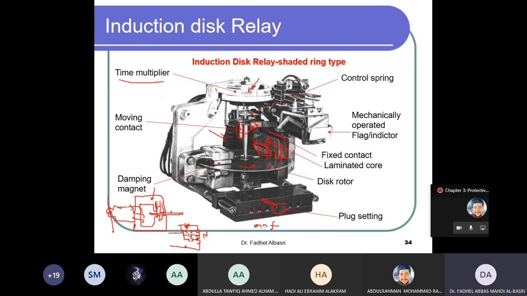MMF is NI, no? So controlling this, I control the MMF, and therefore I can control the flux in the core. That's why I can change the current pickup setting. At a higher number of turns, I need less current to produce the same MMF.